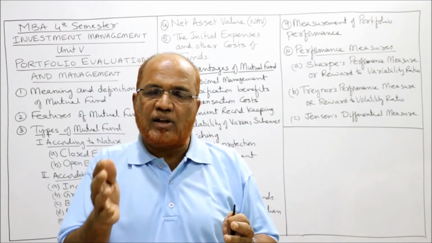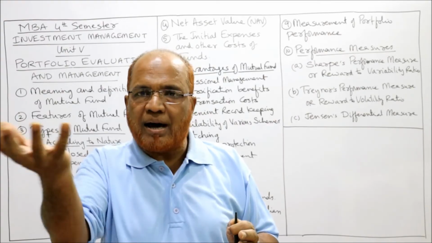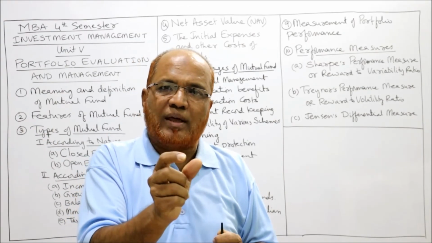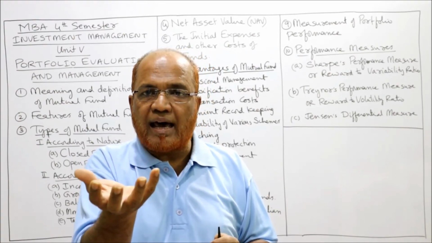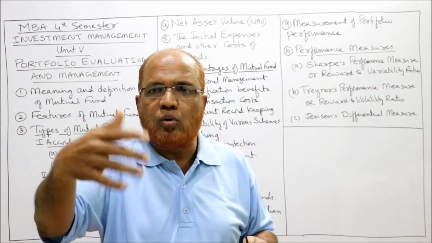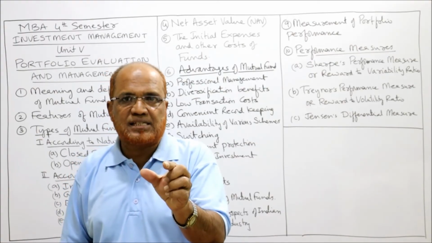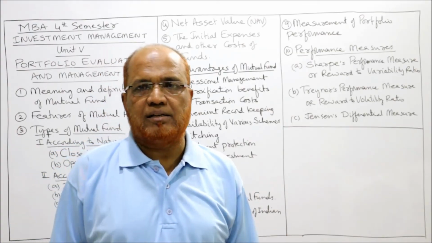Now for example, there are 1000 securities, 1000 shares. The market value of a share is 100 rupees. So 100 into 1000 is 1 lakh rupees. So 1 lakh rupees is the value of these shares. Similarly there are many securities, and we will find the market value of all of them. The total market value of assets they will have. From that market value of assets they will deduct the liabilities.